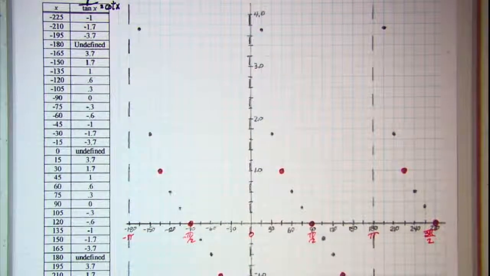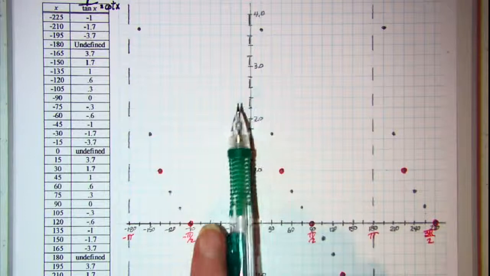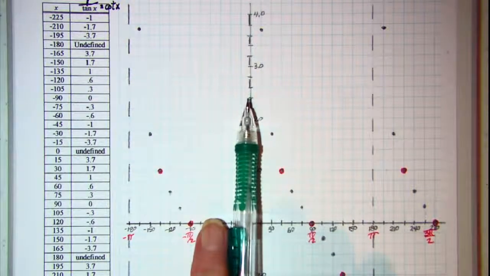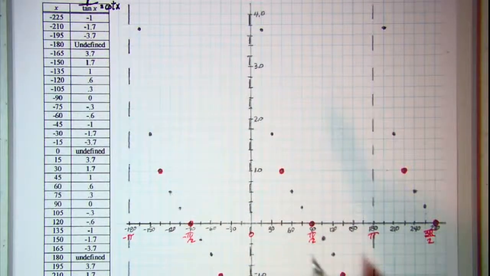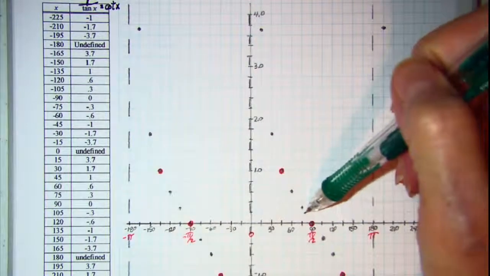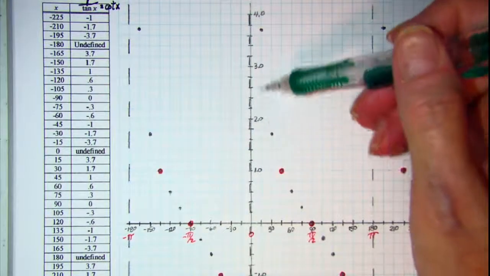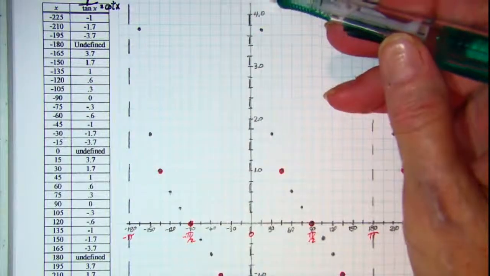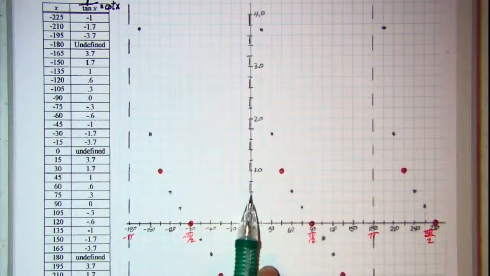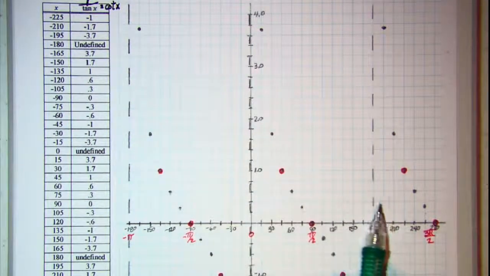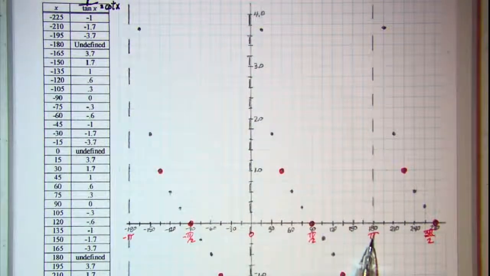Some things that you'll notice about the cotangent curve. Here is my y-axis, and on my y-axis I have the guidelines for an asymptote. So my cotangent curve increases to infinity as I get closer and closer to the x value of 0. So I have an asymptote at 0, and then my next asymptote is at pi. So the period of the cotangent function is pi radians, or 180 degrees.